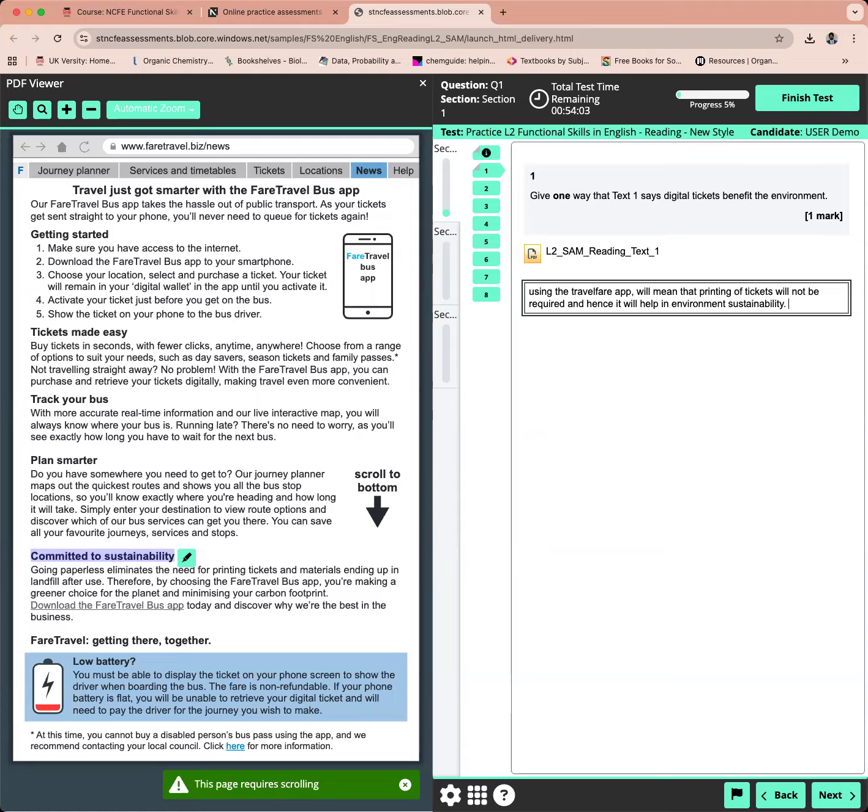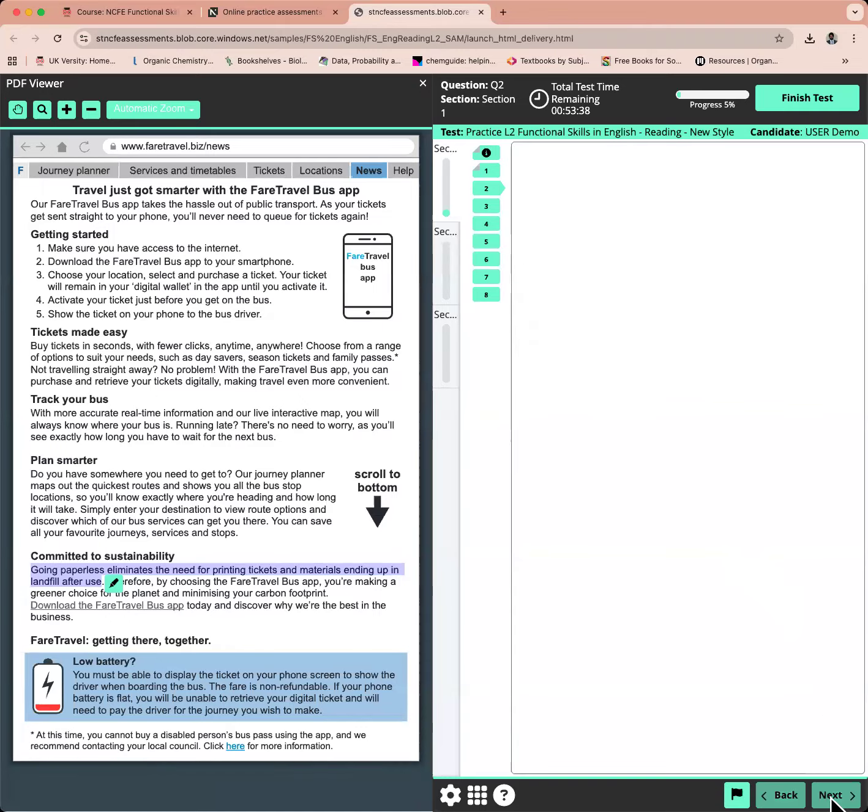So keeping that in mind, when you're writing, your spelling has to be correct because it's an English writing exam. So you could look at, obviously from here, I've inferred the answer, and what I've done is I've written in my own words. The other way could be: going paperless eliminates the need for printing tickets and material landing up in landfill after use. This is also an answer, and I can pick this up straight from the paragraph and put it as it is, which is absolutely fine. And that answers my first question.